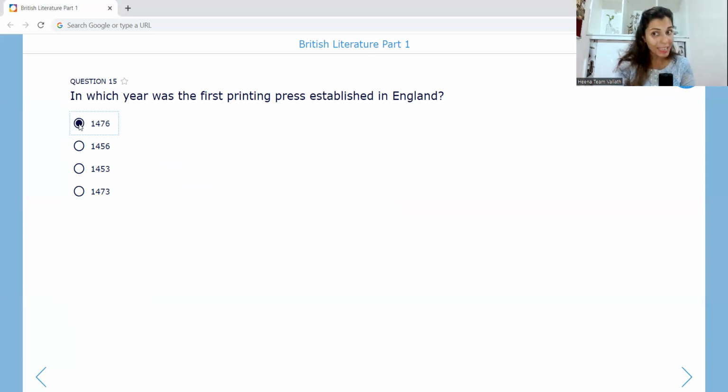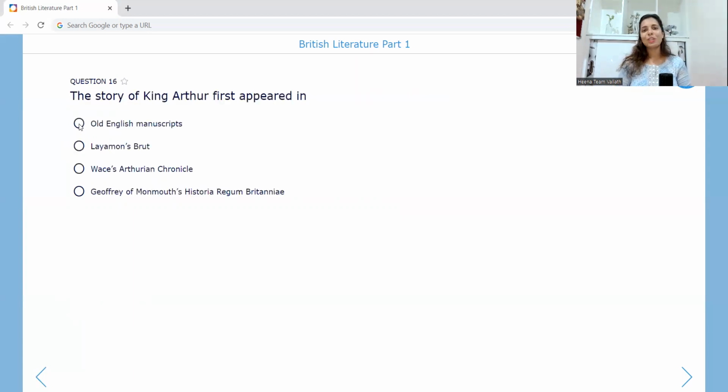Okay, William Caxton brought the printing press to England in the year 1476. This takes us to question number 16. The story of King Arthur first appeared in option A, Old English manuscripts, B, Layamon's Brut, C, Wace's Arthurian Chronicle, or D, Geoffrey of Monmouth's Historia Regum Britanniae. Tell me. It is option D, Historia Regum Britanniae.